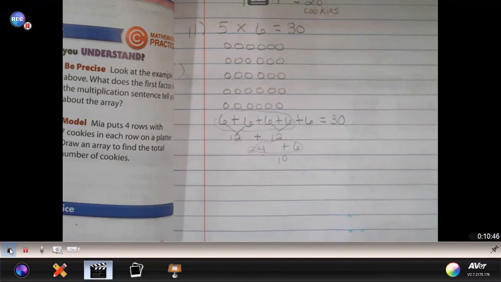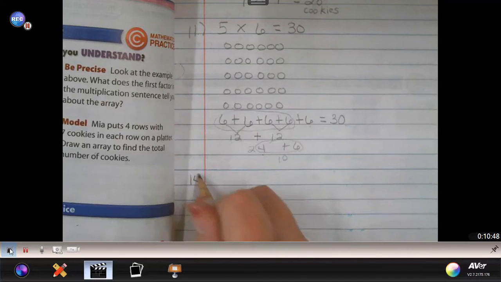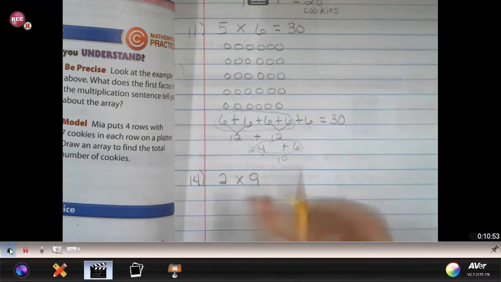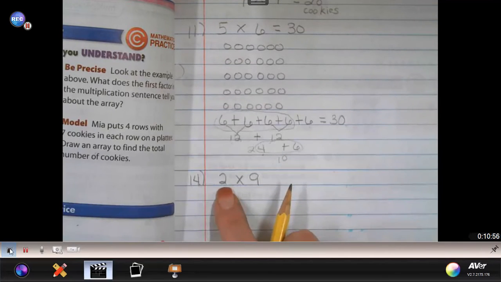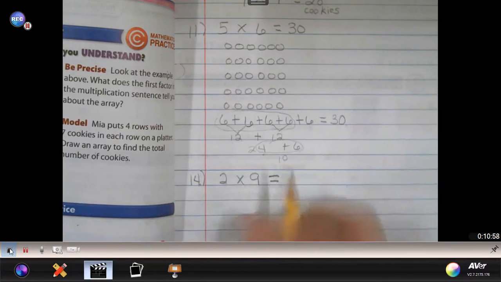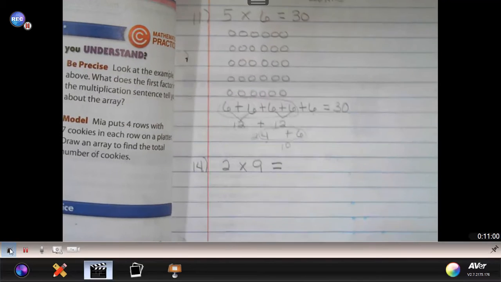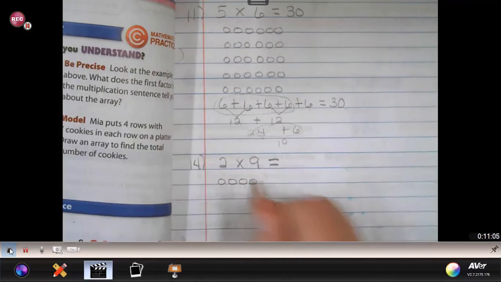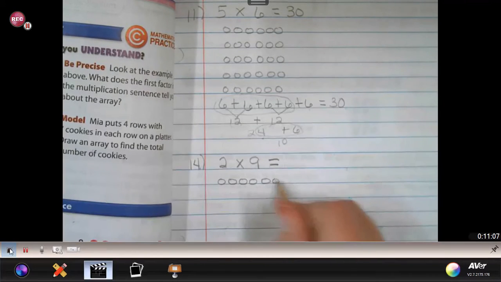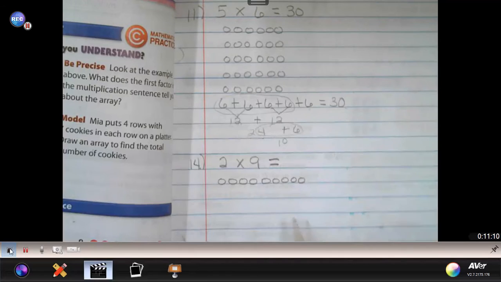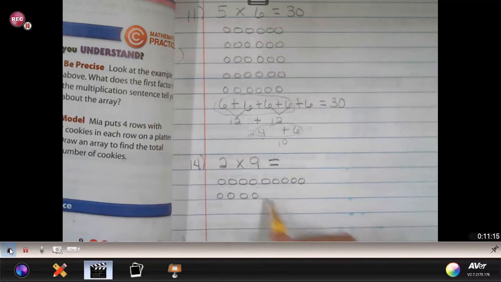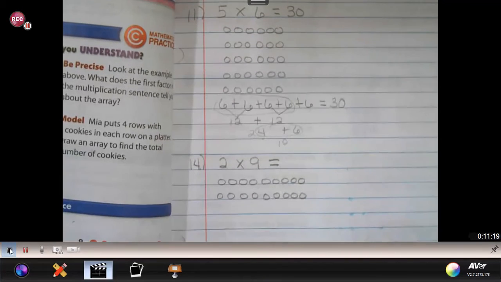Okay, so let's take a look at number 14. We have the multiplication equation of two groups of 9, or 2 times 9. So I have two groups of 9. I'm drawing an array. So 4 and then 5 more is going to make my 9. So I'm going to put 9 in the first row, which I did, and 9 in my second row.